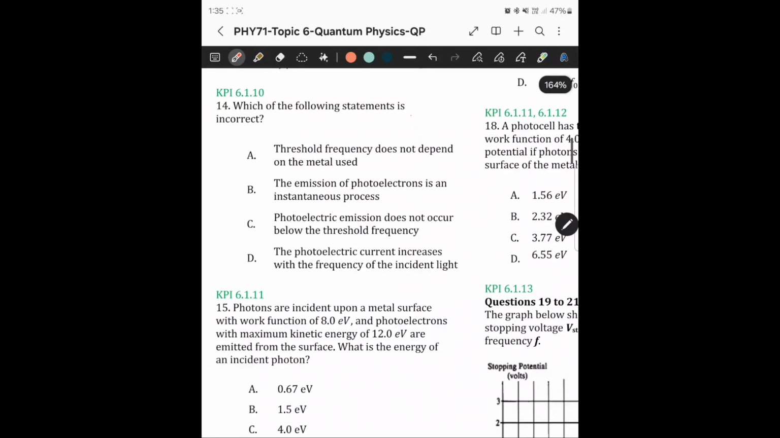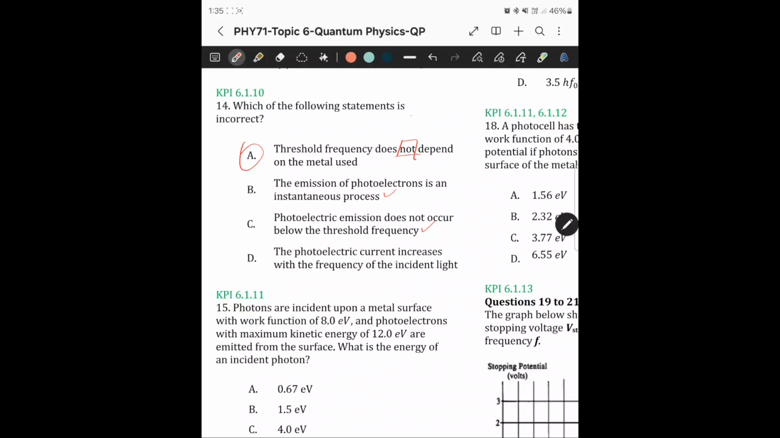Which of the following statements is incorrect? Threshold frequency does not depend on the metal used. Of course it does. This does depend on the metal used. The threshold frequency is different for different metals. The emission of photoelectrons is instantaneous. That is a correct statement. Photoelectric emission does not occur below the threshold frequency. That's true. It must have the minimum frequency to occur.